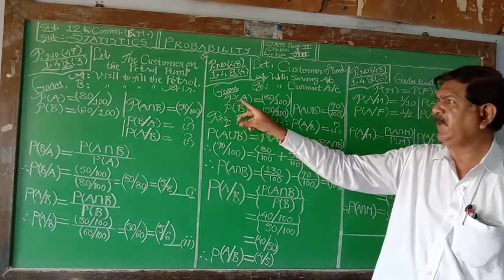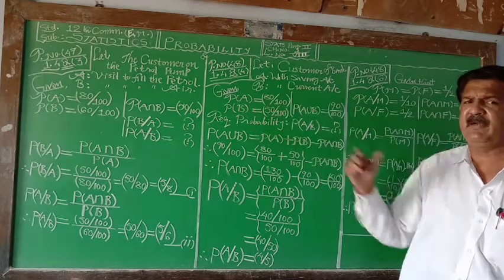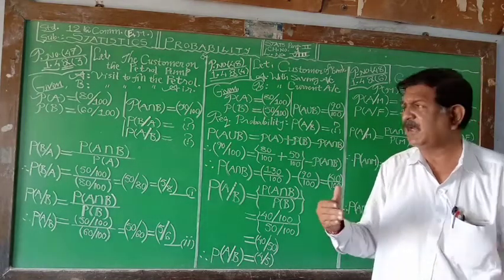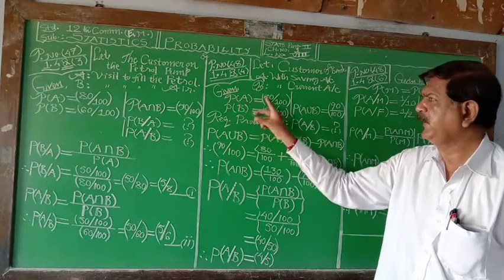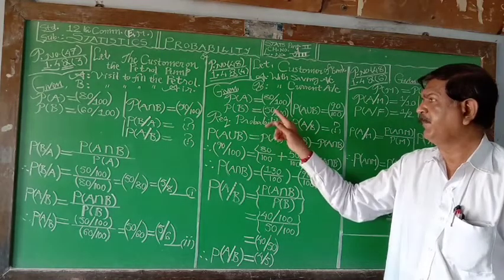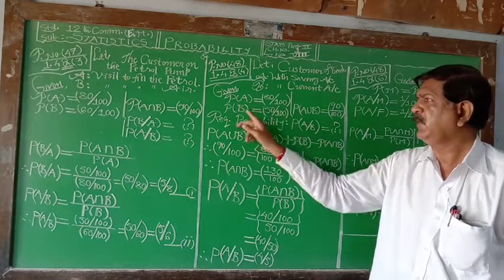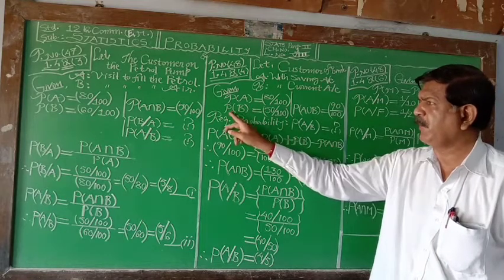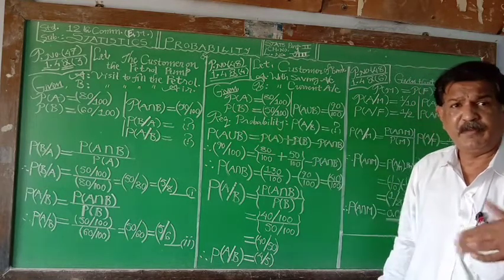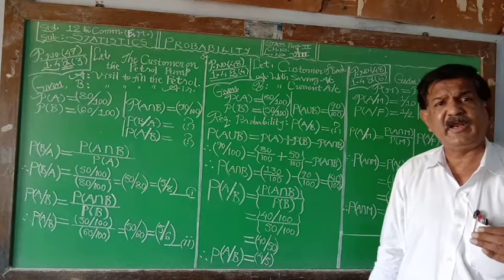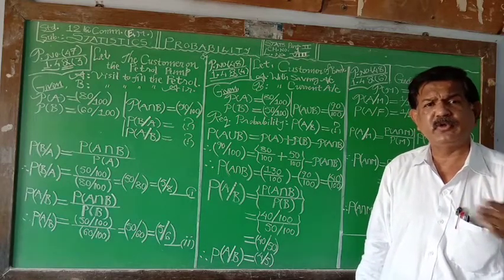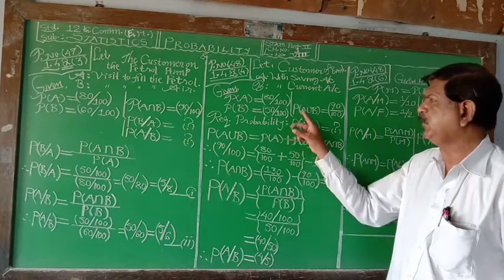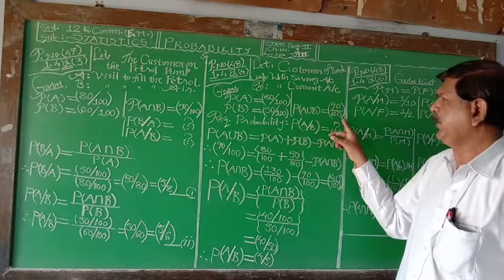The probability that 80% of the customers in the bank have a saving account means P of A is 80 by 100. 50% of the customers have a current account, meaning probability of B. And the probability that a customer has at least one of the two types of account means probability of A union B is 90 upon 100.